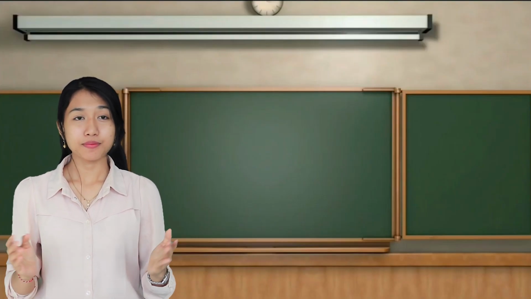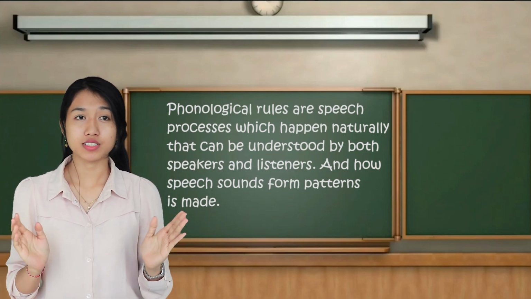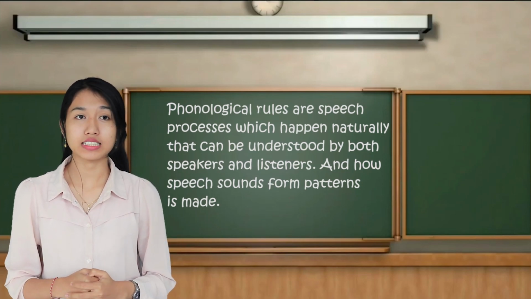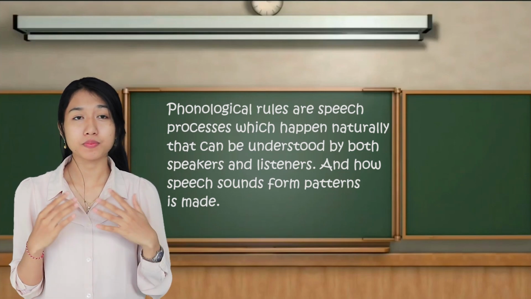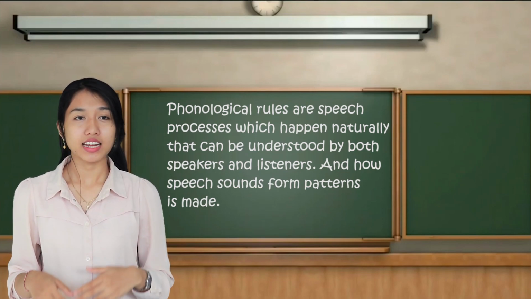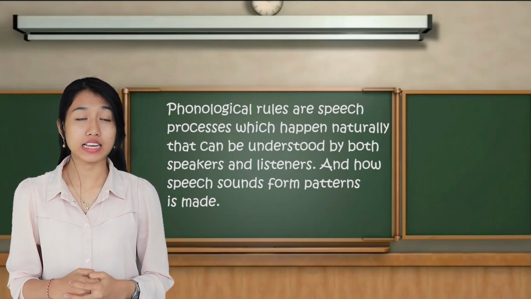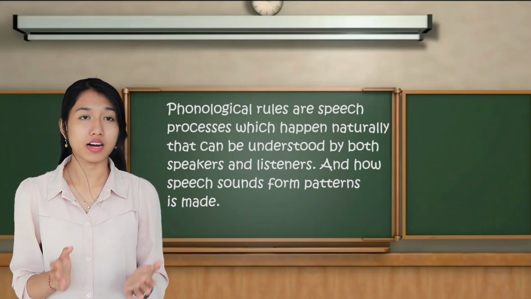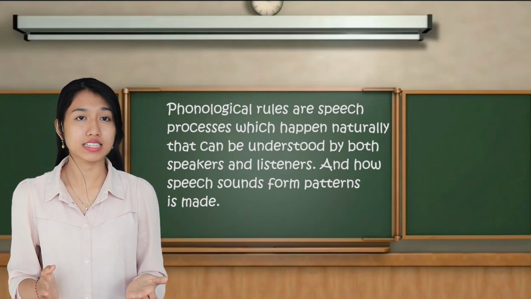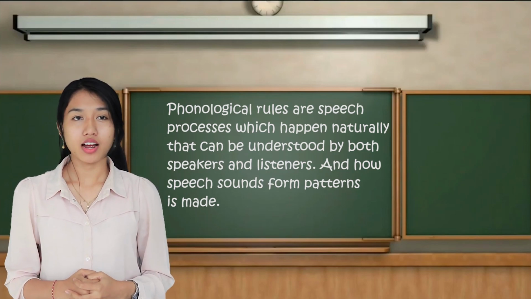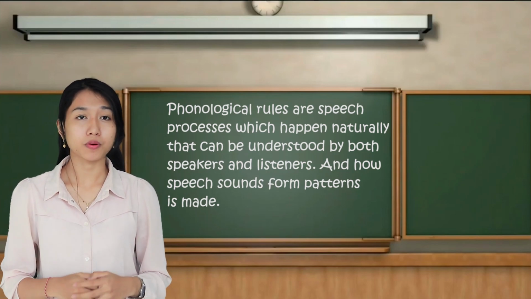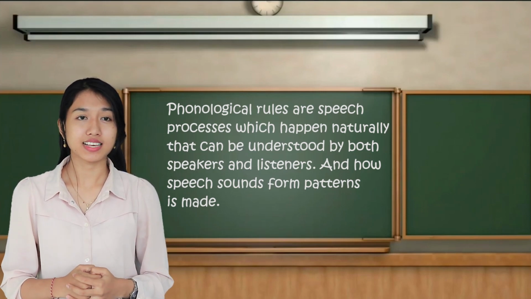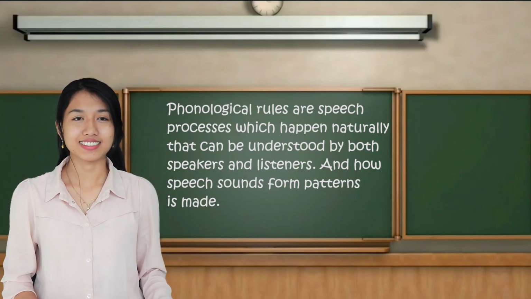Phonology rules. Phonological rules are speech processes which happen naturally, that can be understood by both speakers and listeners, and how speech sound patterns are made. Phonological rules in English can be classified by the kind of processes they involve. Here are the five major types of phonological rules or processes with examples.